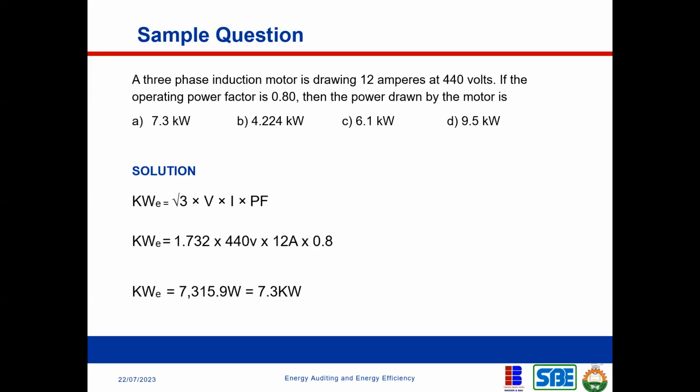So here is the equation. We are looking for kilowatt electrical, and this is a very straightforward question. We've been given the voltage, the ampere, and the power factor. So just put in all of these values and then calculate. So this motor is drawing 7.3 kilowatts. That is what it is drawing to give out the mechanical output that it is giving. So the answer is A.